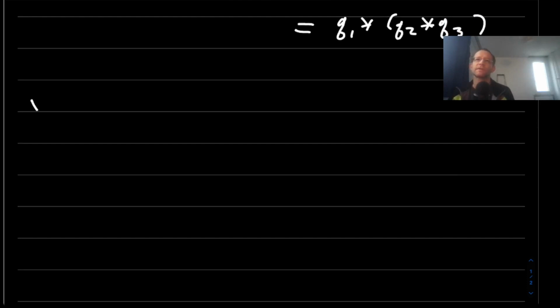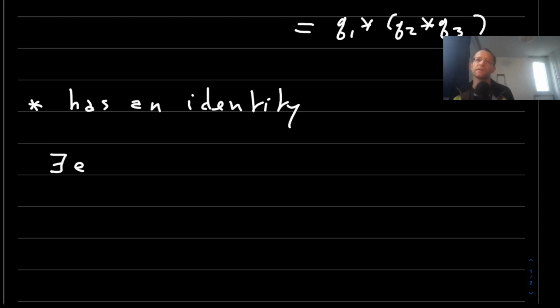Second property is that star has an identity. This means that there is an element E such that E star G is G star E, which is G, for all G.